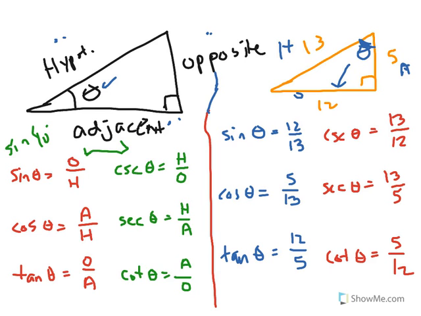And once again, keep in mind, when you're working with these, you're always going to write the trig function along with the angle together. You're never going to see it written just sine, because sine is telling you which two sides or ratios you're talking about. So be careful with that.